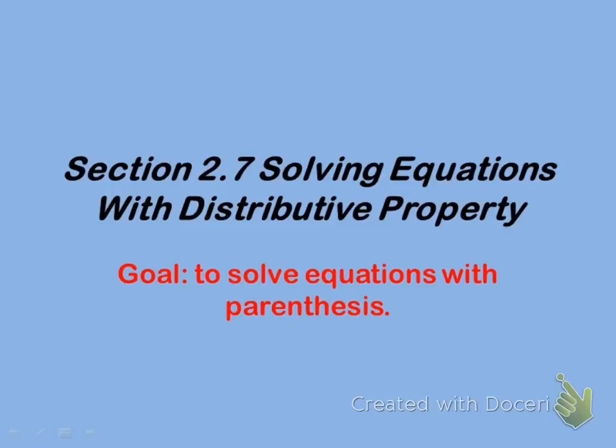This actually shouldn't be anything new to anyone. You learned the distributive property in chapter 1. You've learned all the different ways to solve multi-step equations in chapter 2. You're basically just putting the two skills together to take care of the parentheses and then to solve the equation. Any questions before we get going?